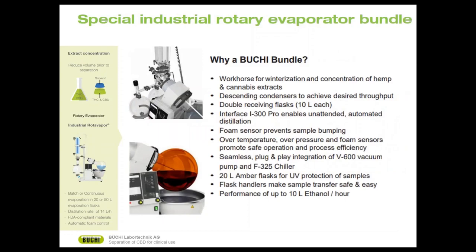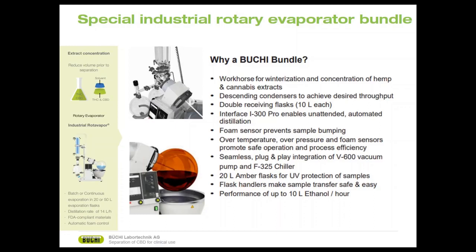So BUCHI offers a special cannabis bundle for the 20-liter industrial rotary evaporation. It can be used after winterization and after chromatographic separation. It contains a descending condenser and a 10-liter dual receiving flask. It contains a foam sensor and interface I300 units, which help to have unattended operations even with foaming and bumping samples. Very strong vacuum and cooling source from V600 and F325.